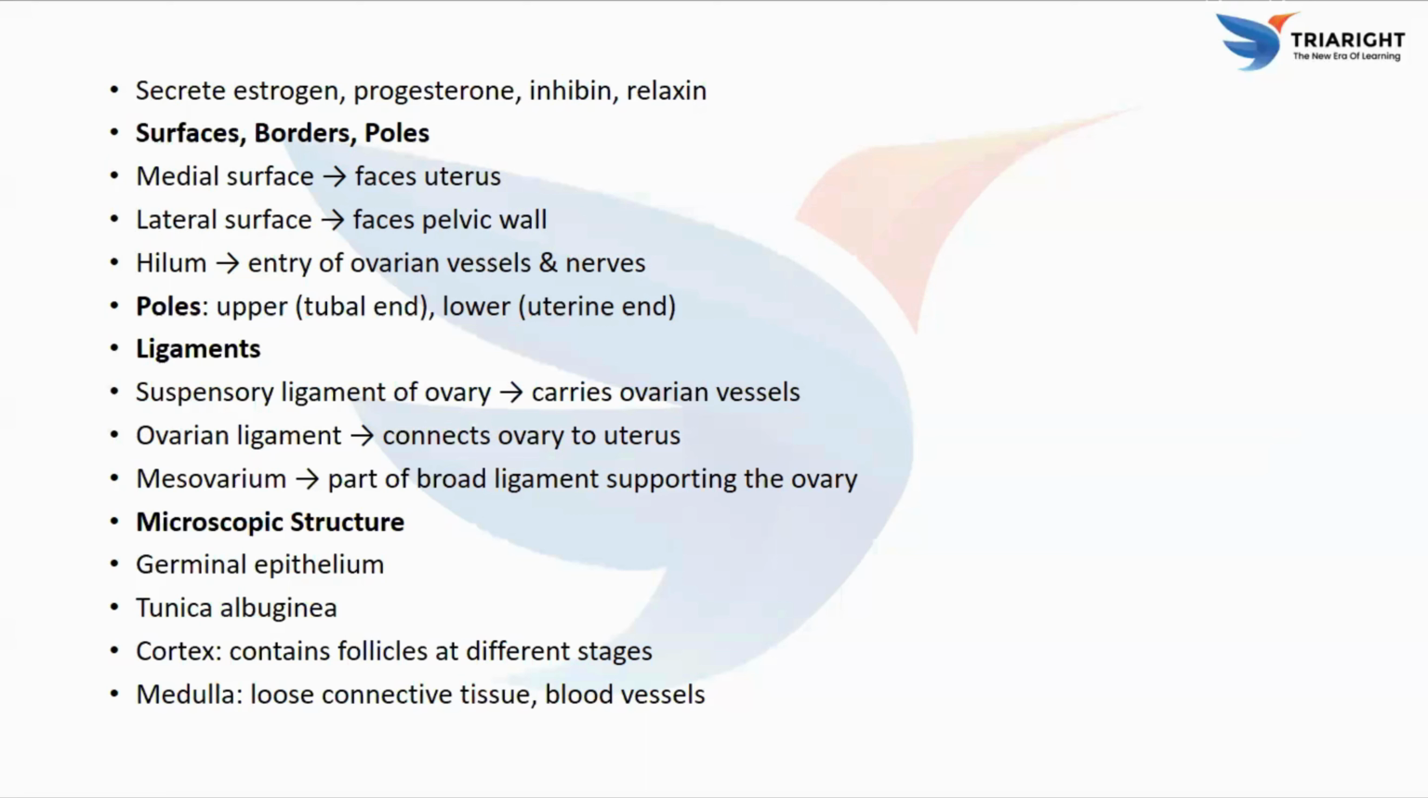So what are the poles? The upper pole is called the tubal end. This is located near the fallopian tube, and the lower pole is at the uterine end near the uterus.